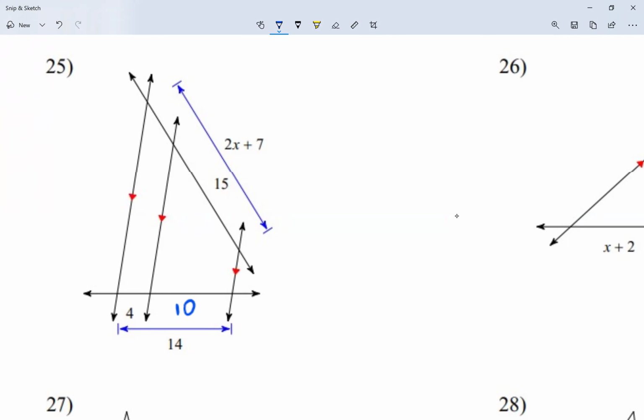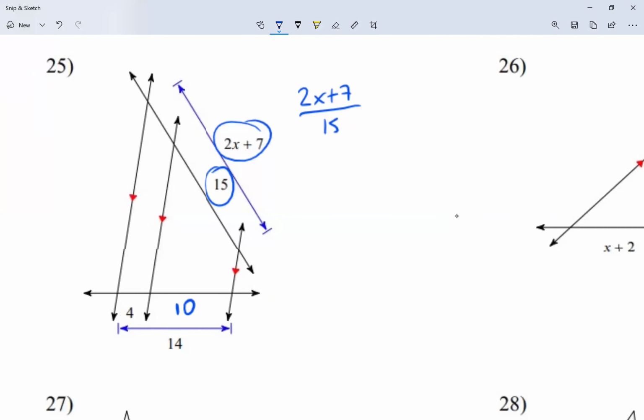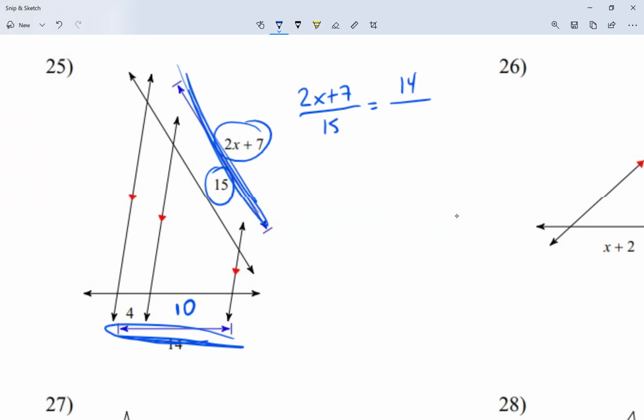Now, looking at the side that has x, these two values, I'm going to write 2x plus 7 over 15 equals. Now 2x plus 7 is the big side, so that's going to go with 14. Right, this whole side goes with this whole side. Now 15, if you look at this going straight, 15 goes with 10. Now what would 4 go to? With this side. If I knew this small side, this side goes with 4. But I'm not using that, right? So I have my two fractions.